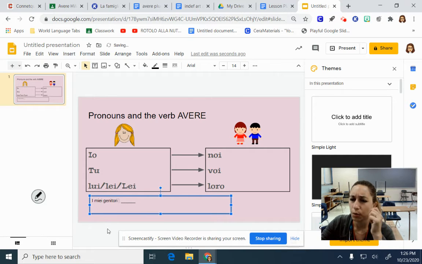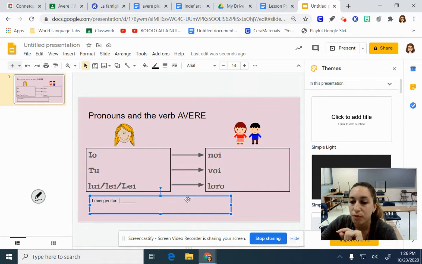Some of you are like, oh, well, I miei reminds me of io. It does, but it's not io. So don't get confused with that. I miei just means my. So this is going to be my parents, more than one person. Guys, there's no io plus somebody else. There's no tu plus somebody else.